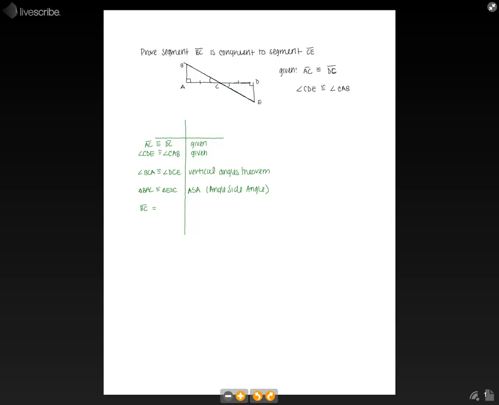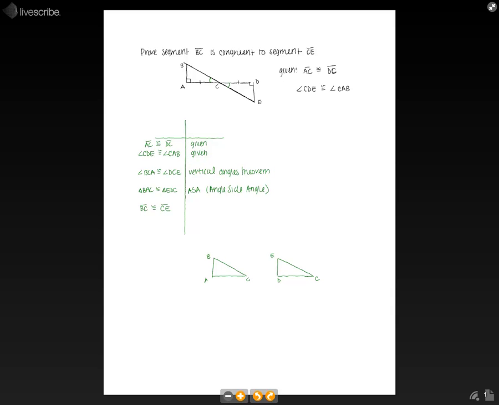Alright, so now that we have that, we can go ahead and try to prove that BC is congruent to CE. Alright, and we're going to do that using corresponding parts of congruent triangles. So let's go ahead and redraw these triangles down here at the bottom of the page. So this is triangle ABC, and this is triangle EDC.